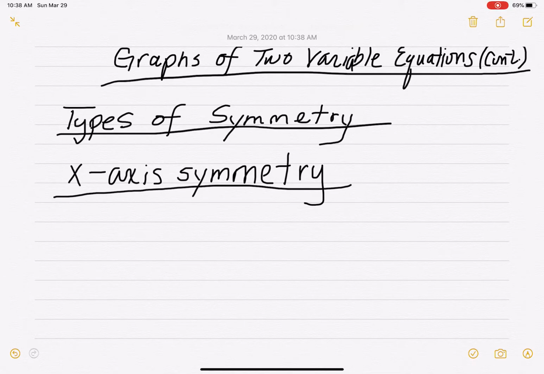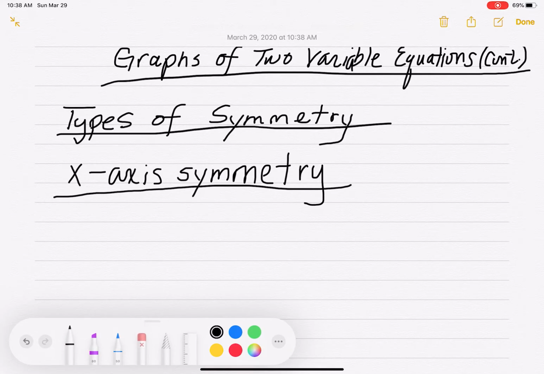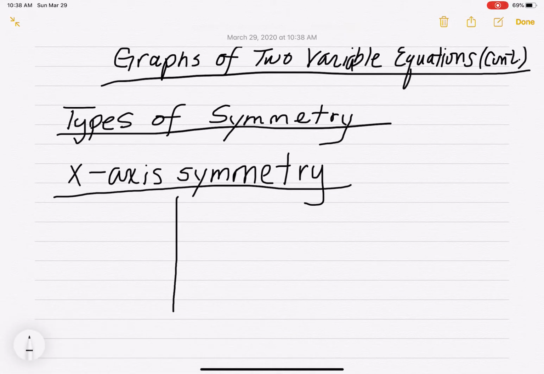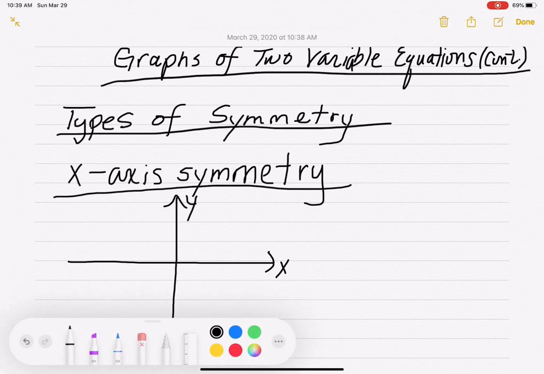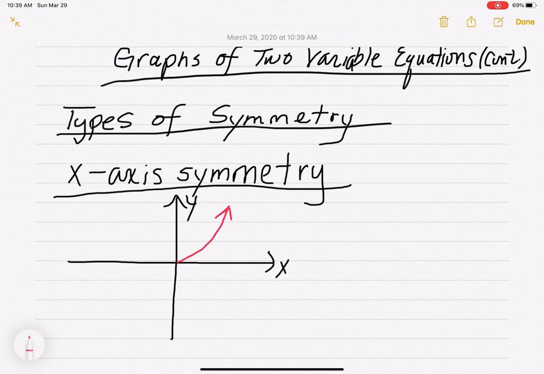First of all, x-axis symmetry. That's going to be our first type. So for x-axis symmetry, let's draw a Cartesian coordinate plane where we have an x-axis and a y-axis. Let's say we have a bit of a graph here in the upper right quadrant, the first quadrant. Then if I have x-axis symmetry, I have to have a mirror image about the x-axis. So I'm going to have a bit here in the fourth quadrant that mirrors what's in the first quadrant.